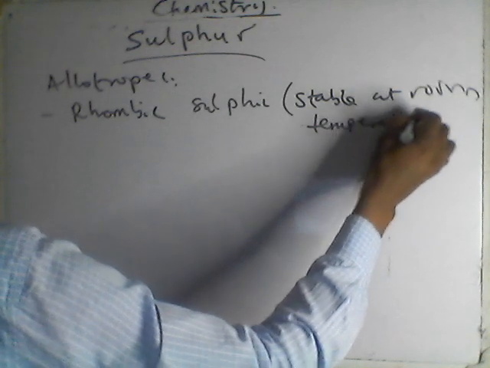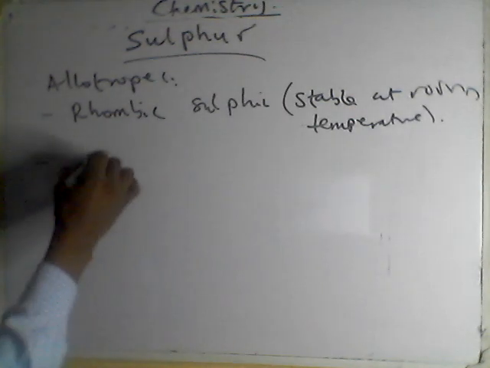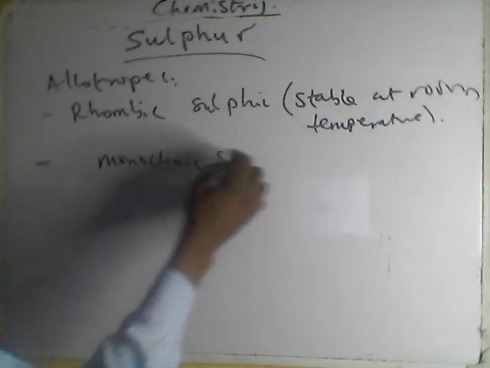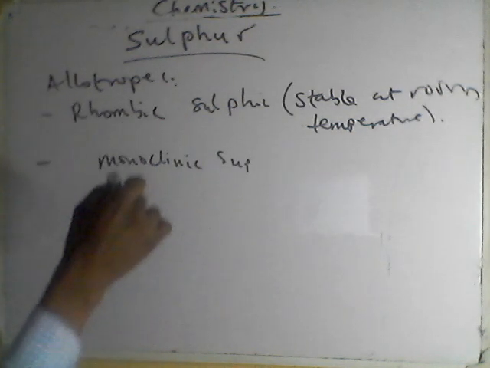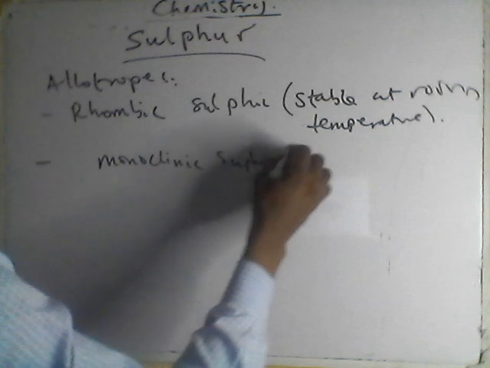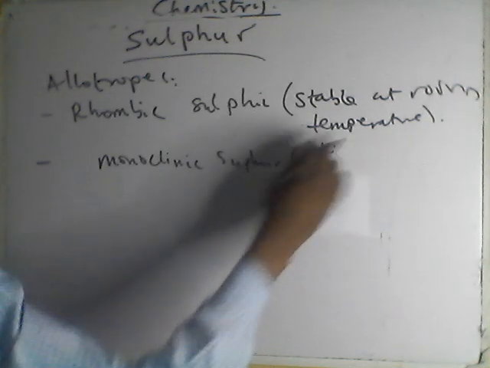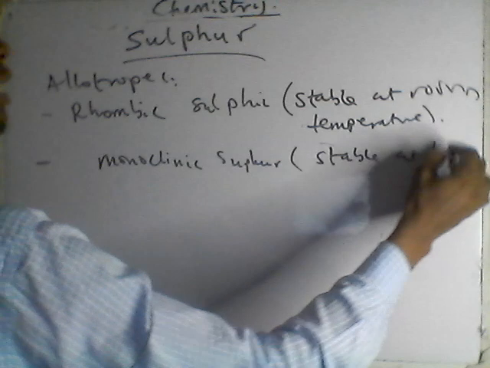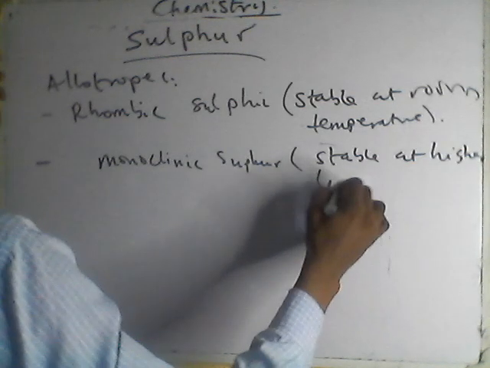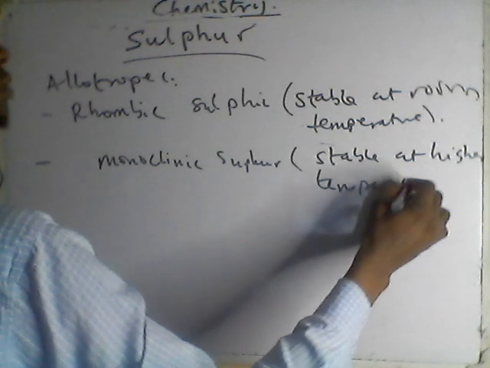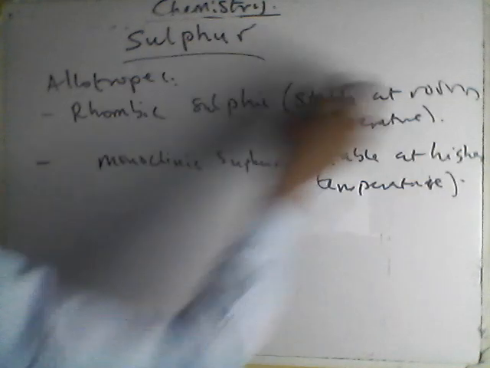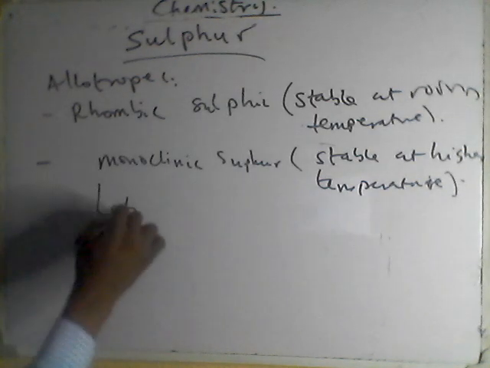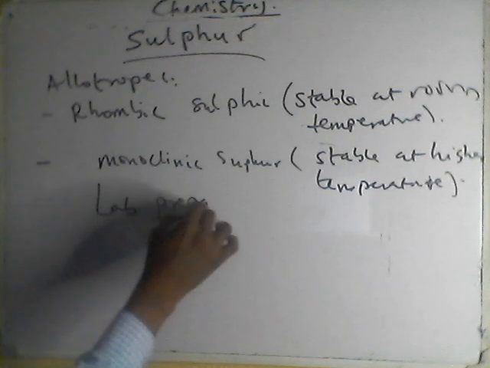The second one is monoclinic sulfur. This one now is stable at higher temperature, not room temperature at all. Room temperature is 25 degrees Celsius. So when you are hearing that word, room temperature, that's 25 degrees Celsius. So how is sulfur prepared in the lab?